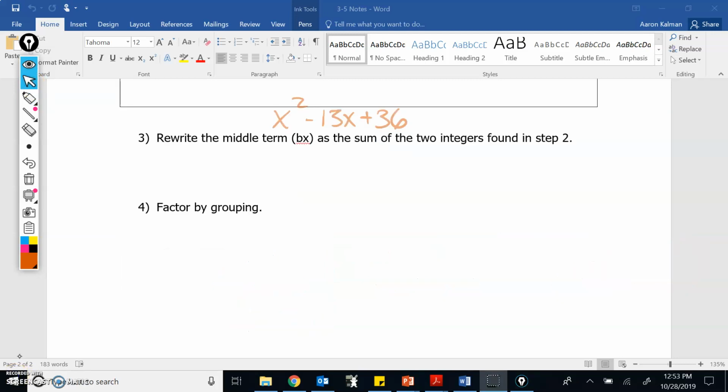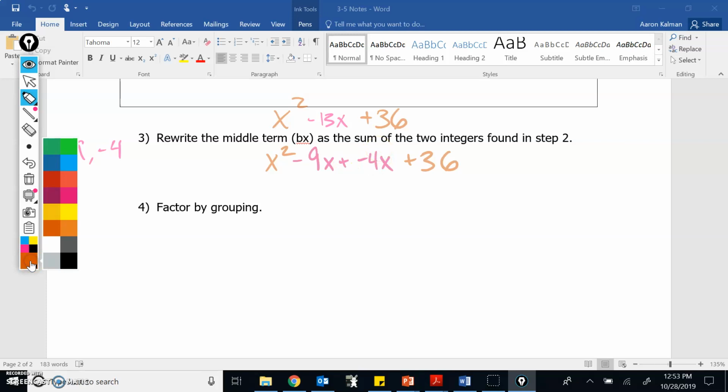Let me scroll down. Here is the next part. We're going to rewrite negative 13x. So let me color code this so I can show you. We're going to rewrite negative 13x as the sum of the two factors, negative 9 and negative 4. Let's write that down. So we got x squared. Instead of negative 13x, I'm going to write negative 9x and a negative 4x plus 36. And for right now, it doesn't really matter what order we do it in.